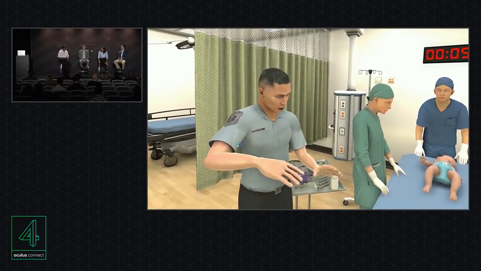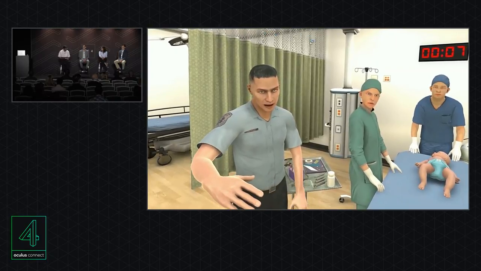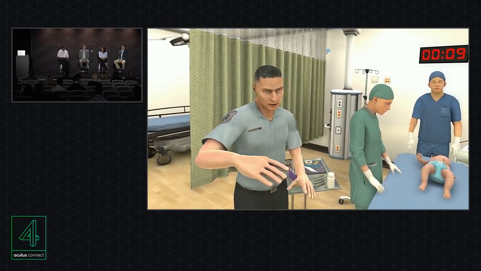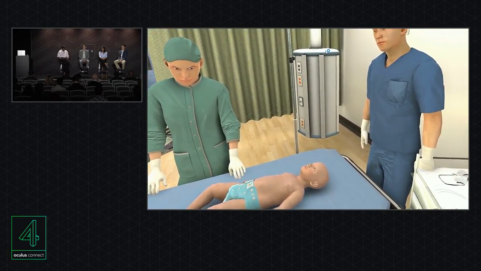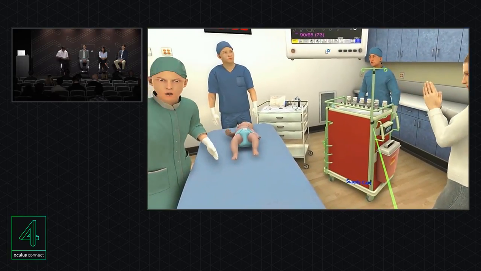A 1-year-old male found by the mother at home having a seizure. The seizure's been lasting about 7 minutes. Blood glucose on scene was 90. Doctor, you need to sedate now.